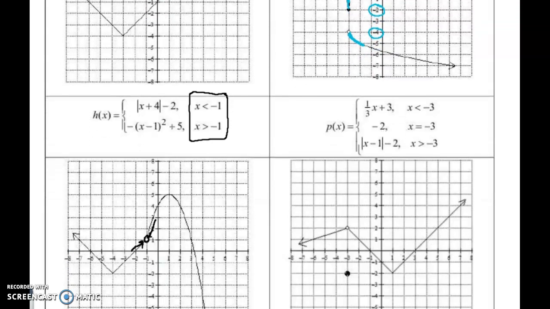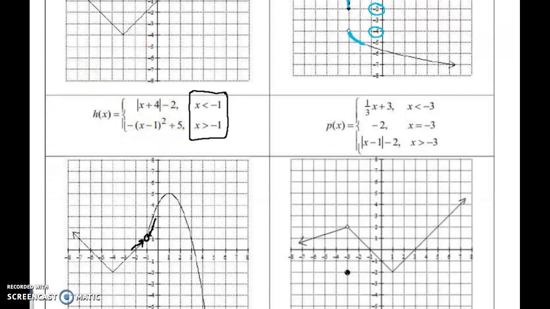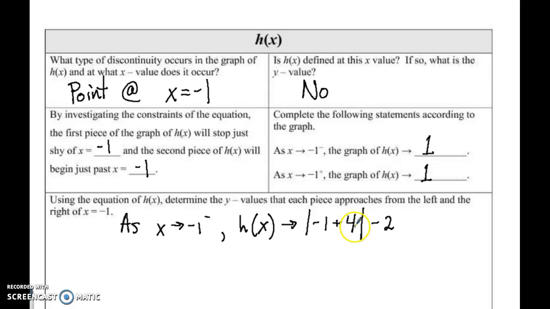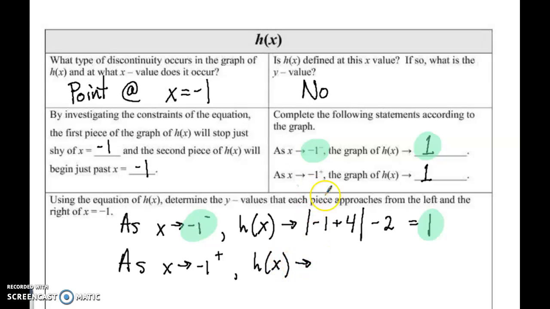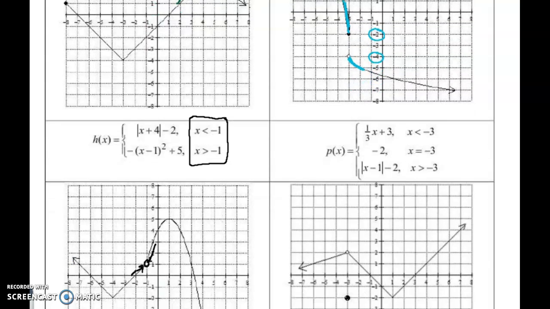I should have planned better and had everything set up. But anyway, as you plug that in, you get 3 minus 2 equals 1. I didn't do this on the previous one, but you can see, this value matches this value because I'm doing the same arithmetic. So as I do x approaches -1 on the right side, so the positive superscript, we're going to go to the bottom equation and plug in -1 in for x. So negative of -1 minus 1 squared plus 5.